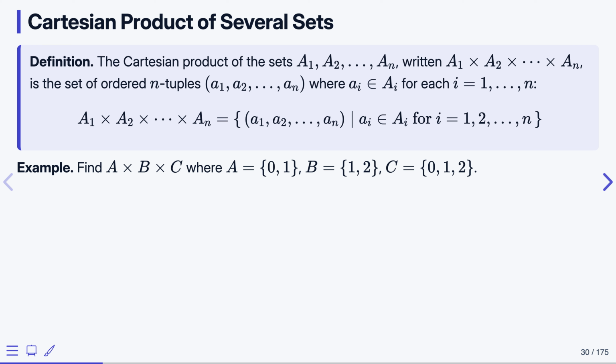Now an example with 3 sets. Let A be 0 and 1. Let B be 1 and 2. Let C be 0, 1 and 2. We must find A cross B cross C. We work it out on the next 2 slides.